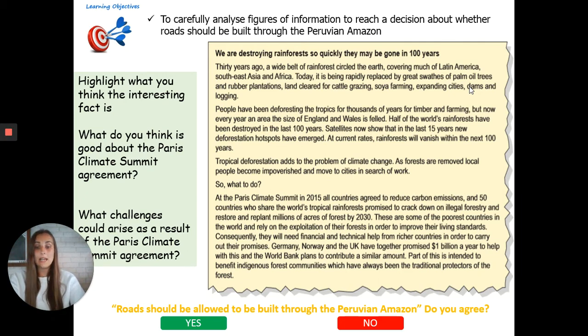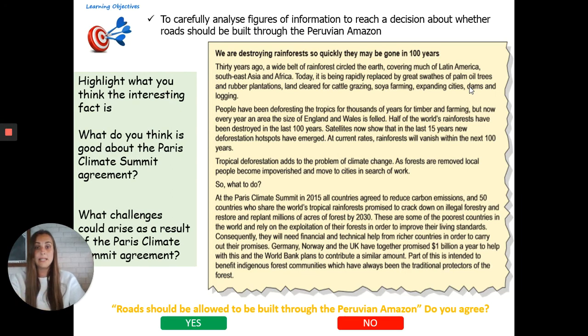Then in the last paragraph, it talks all about something called the Paris Climate Summit that was held in 2015. Basically, it was a huge meeting, conference, where lots of countries got together and they agreed to reduce their carbon emissions and basically crack down on any illegal deforestation that's happening within the rainforest.